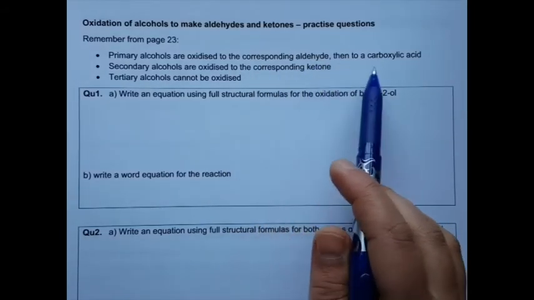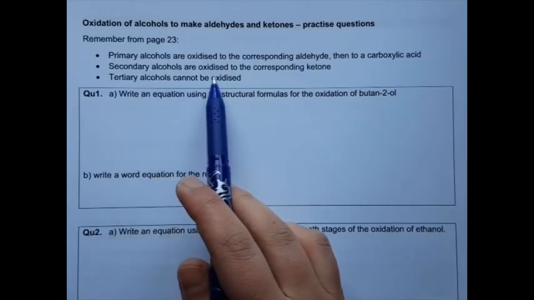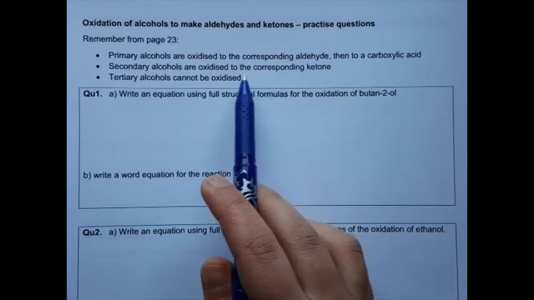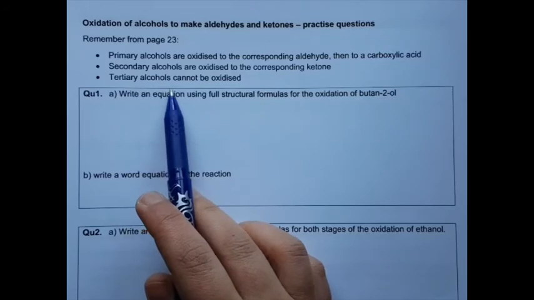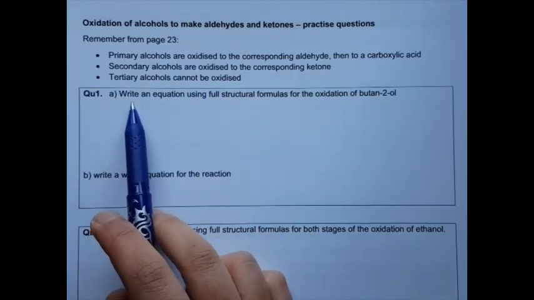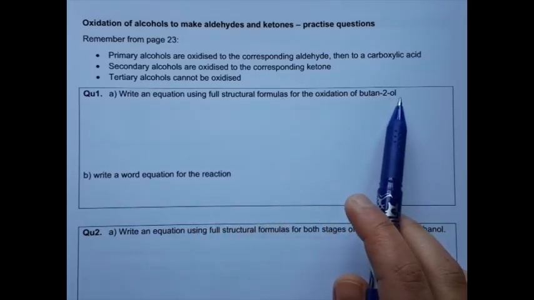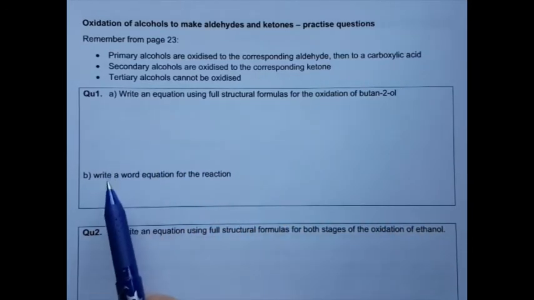So we've got 2 stages of oxidation there. If we've got a secondary alcohol, that will be oxidized to the corresponding ketone, and if we have a tertiary alcohol, it cannot be oxidized. So question 1 says write an equation using full structural formulas for the oxidation of butan-2-ol in part A, and then we've got to write a word equation afterwards.